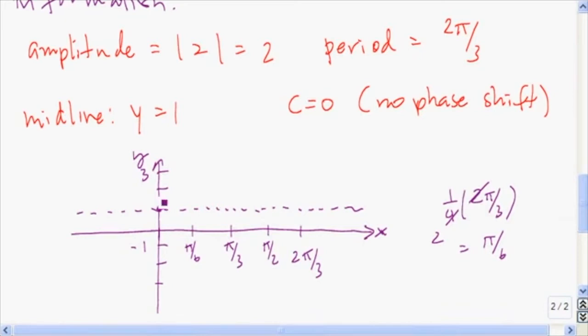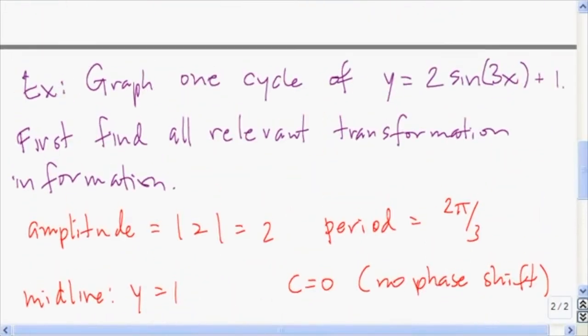Okay, so then 1/4 of the way across a period, we're at the max. Next, we're back at the midline. Next, we're down at the minimum. Next, we're back at the midline. So that right there is 1 full cycle of the graph of y equals 2 sine of 3x plus 1.